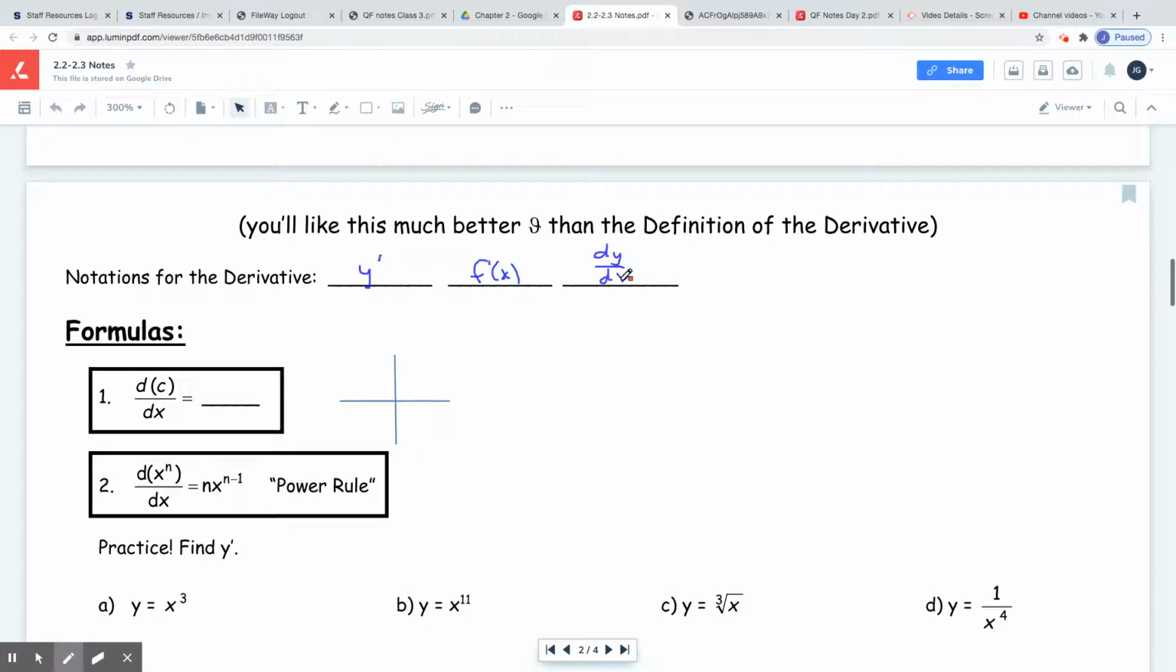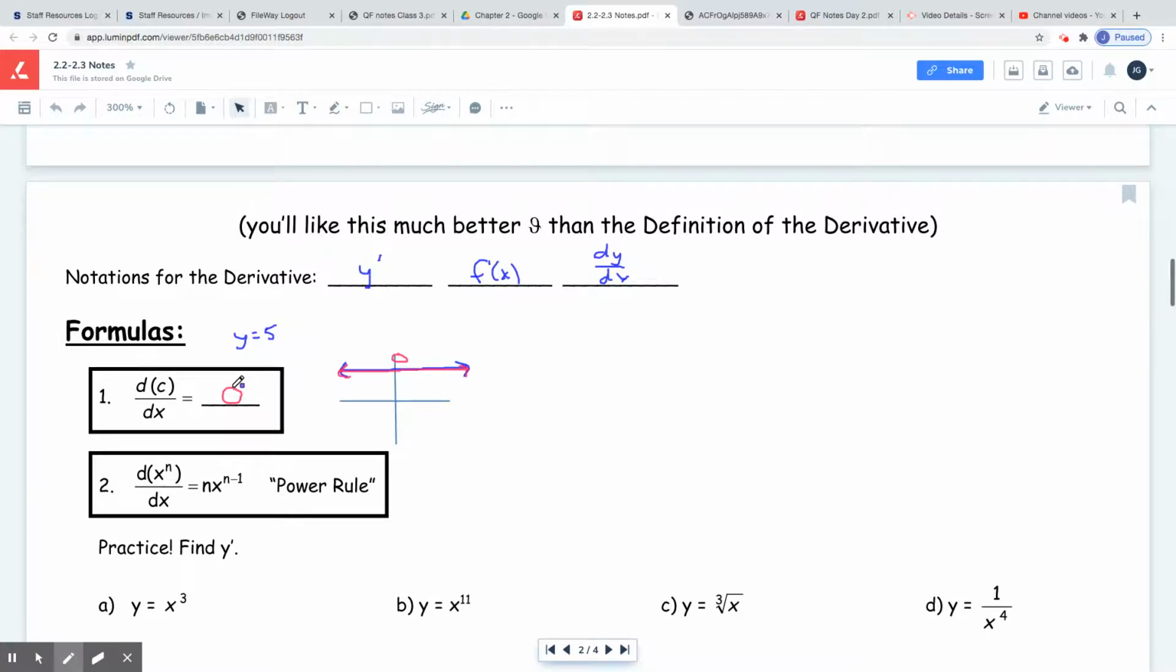Okay, now some formulas here. First thing here, this is saying what's the derivative of a constant. So for instance, if I wanted to know what the derivative of y equals 5 was, well, the graph of y equals 5 looks like that. What's the tangent line to that? The tangent line is this line. And what's the slope of any horizontal line? It's 0. So the derivative of any constant is always 0.